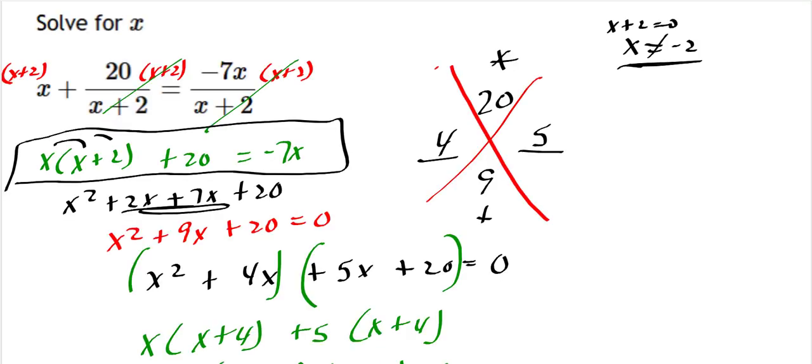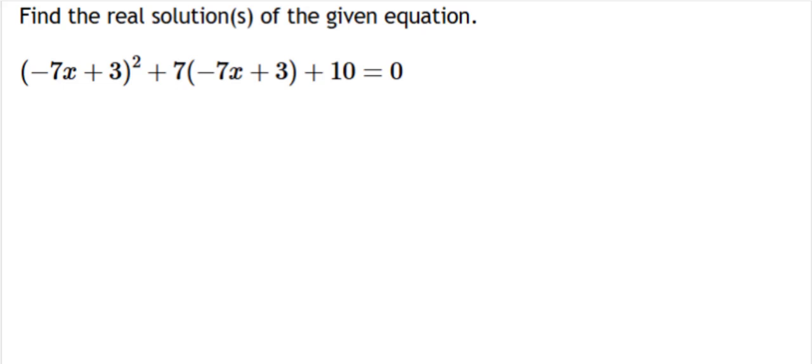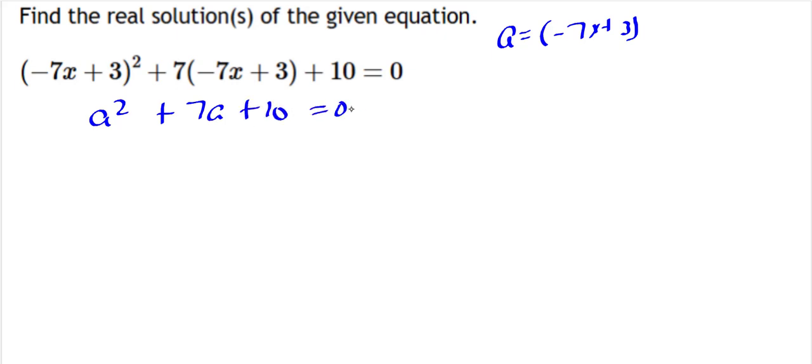Now, one more on this particular part 2 video, and this is more or less what's called a fancy quadratic. So we're going to make a be the linear term, which is negative 7x plus 3. So if I replace that, that's going to be a squared plus 7a plus 10 equals 0. So I took the linear term, set it to a variable. I said, hey, that's a. So that right there is going to be a squared, right? Now, it's called a fancy quadratic. I used a variable to substitute. So that's how I'm going to solve it.